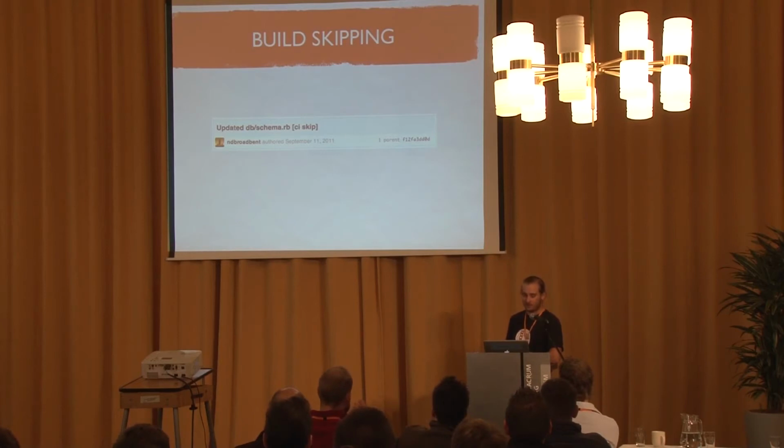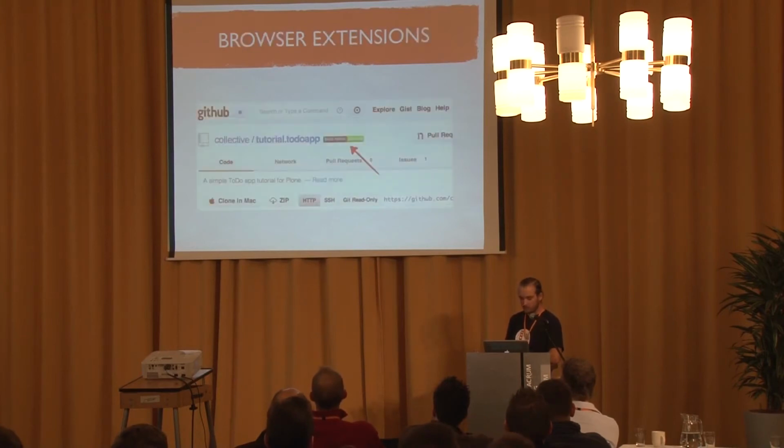All right, if you want to skip a build because you know something is in there that shouldn't be tested, you just do a CI skip in your commit message, and Travis will see that that commit should not be built. Also useful.